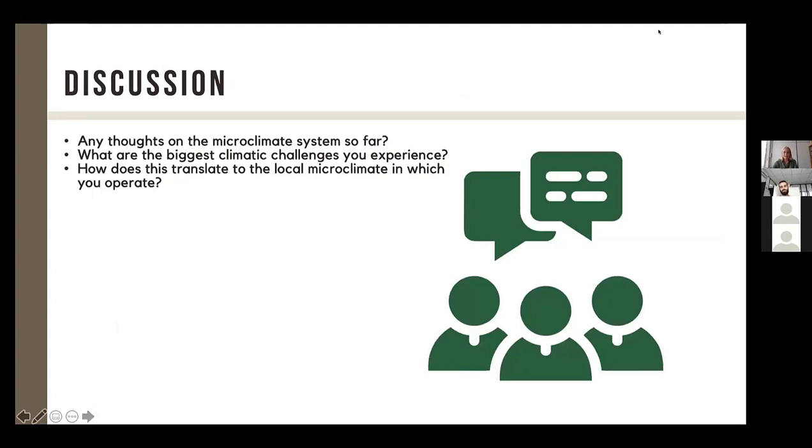So this system perspective when it comes to microclimate management is very important. Then again, we're almost done with this first session, but before we end, I'm very curious if you have any thoughts on the microclimate system so far, or what are the biggest climatic challenges that you experience? And more importantly, how does this translate to the local microclimate in which you operate? Feel free to say it in the chat or to unmute yourself to say it out loud in the group.